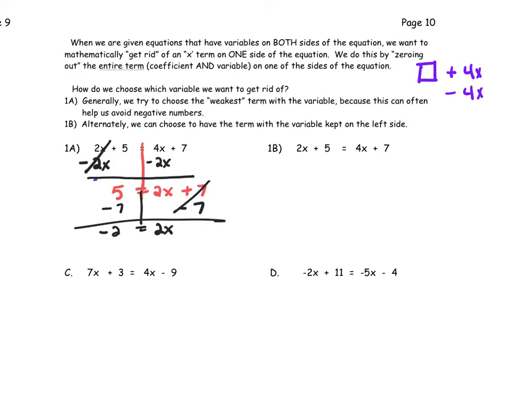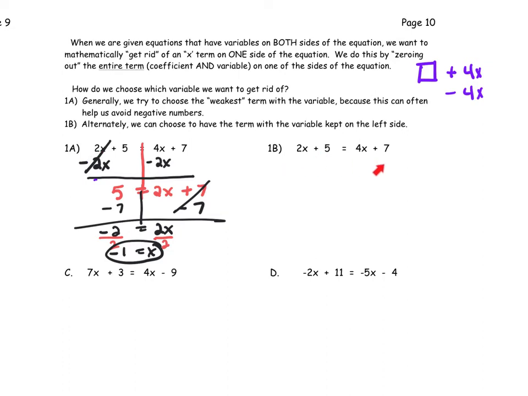So we weren't able in this equation to completely avoid negative. However, we were able to avoid a negative coefficient. So we're going to go ahead and continue our solving step. We're going to divide by 2 on both sides, and our answer is negative 1 equals x. So that was the first method or way we could solve this equation. And we once again went after the weaker of the two terms that had a variable.